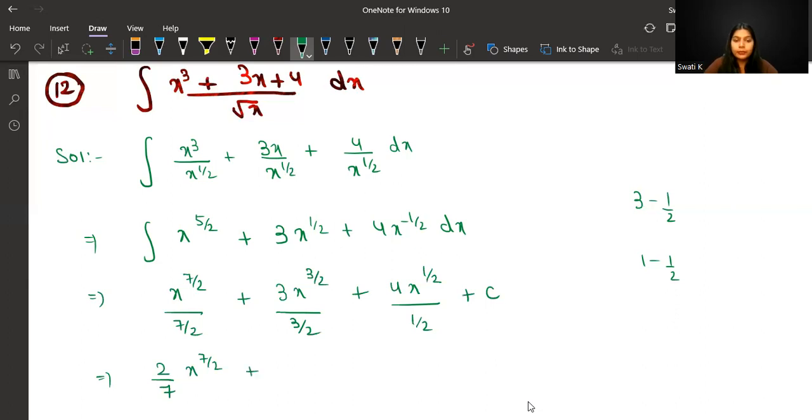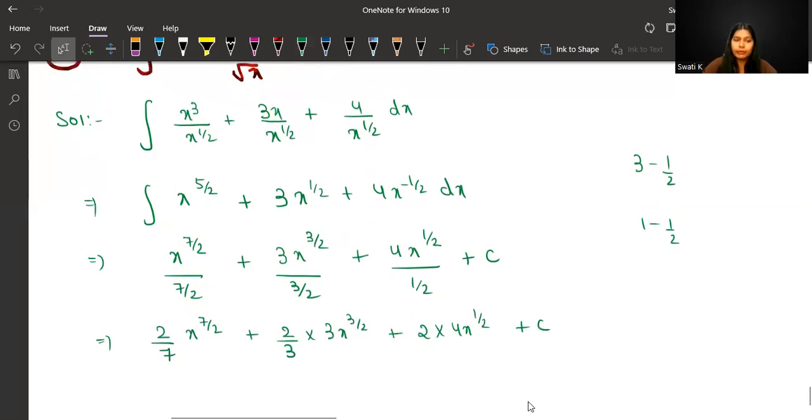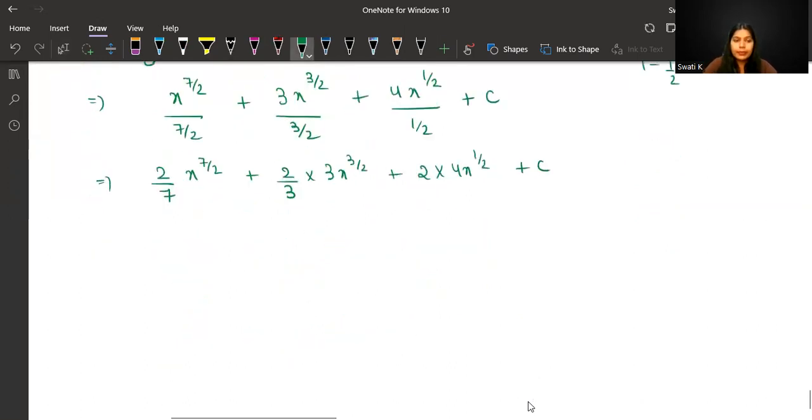This will become 2 by 3, and then into this 3x raised to 3 by 2, and this will become 2, because half is in the denominator, so it will become 2 into 4x raised to half, and then plus c. Now we will just write down the more simplified form. So it will simply become 2 upon 7 x raised to 7 upon 2.